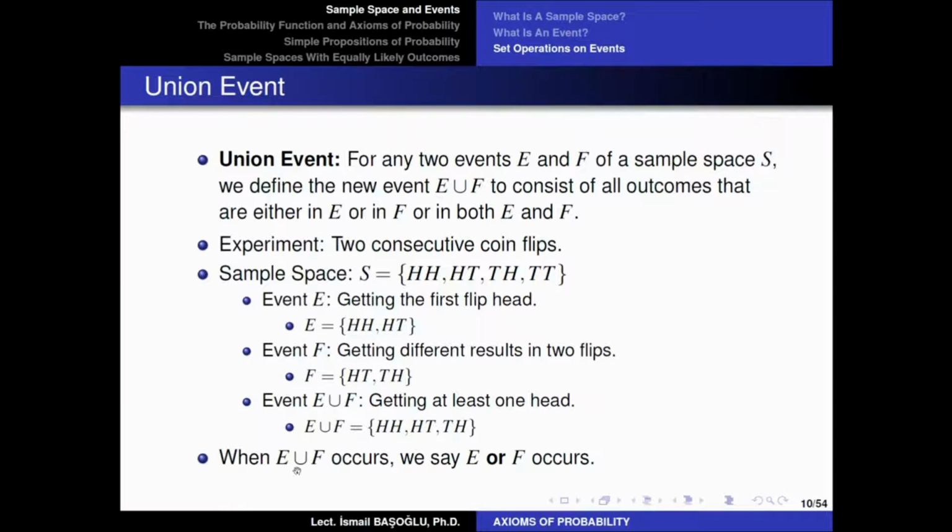Now, when the union event occurs, this means at least one of these two events, E and F, has occurred. Therefore we say that E or F occurs. So this union stands for or. If the union occurs, then we say E or F occurs. If E or F occurs, then the union occurs.